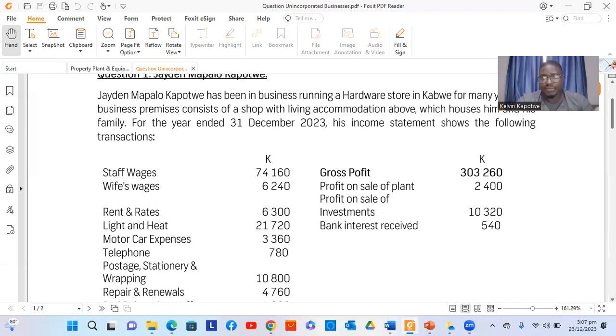Bank interest received. Bank interest received is the same as an investment income as well, because you have received some interest from the bank, maybe on a deposit that you made. That income is actually taxed at source, all right? So that income is taxed at source under a different tax system. So we must not account for it when computing business profits.